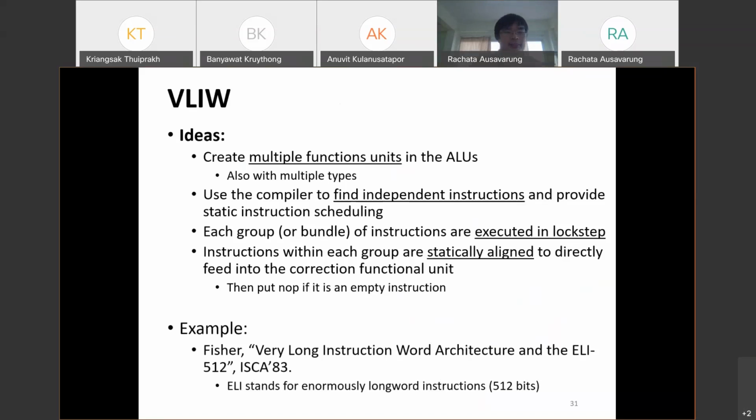And here's an example of this paper called Very Long Instruction Word Architecture of the ELI 512. This is actually one of the machine. ELI stands for enormously long word instruction, which consists of 512 bits. Back in the day, we're not that creative with naming, but still, it tells exactly what the design is, right? A long word instruction that consists of 512 bits.